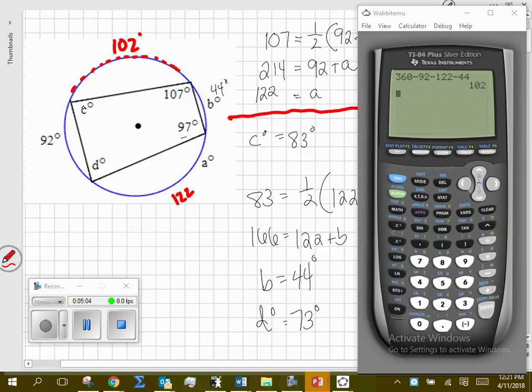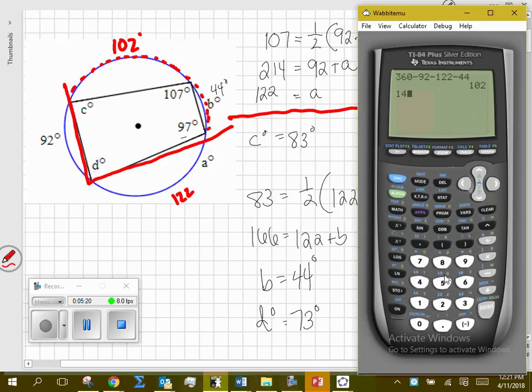Yeah, if I look at this angle here, shouldn't that angle be half of whatever that arc is? And that arc is 146, right? What's half of 146?